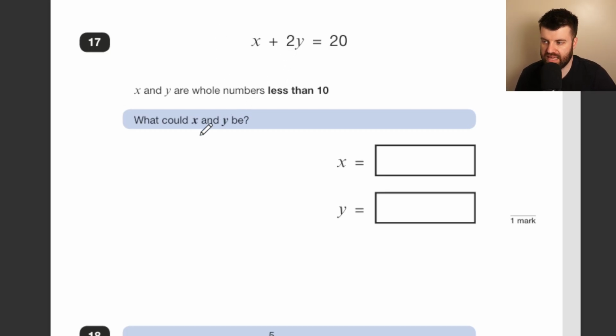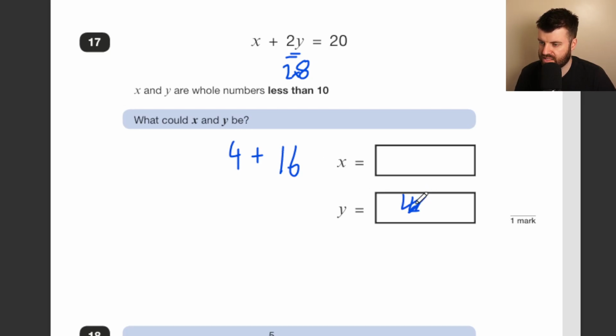What could X and Y be? A good method here is trial and improvement. Put a number in. What's a number less than 10 that we can put into Y? Well, let's put in 8. I don't know, let's try it. So imagine Y is 8. So 2y, 2 times 8, that's going to get me 16. I need to make 20. So what would X be? X would be 4. That works.